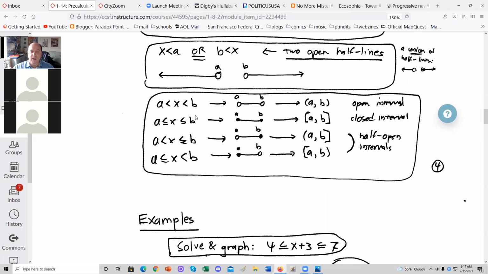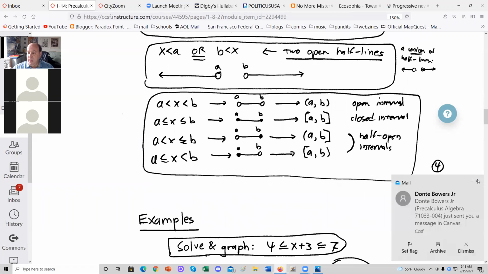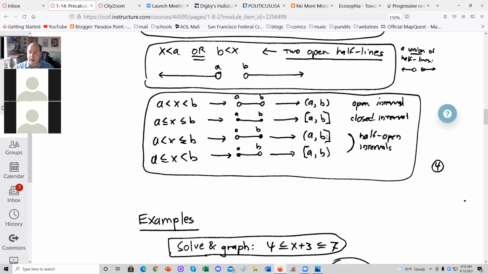Now, if you have an interval, a less than x less than b, it excludes both endpoints, and you have round bracket a to b round bracket. If you have less than or equal to at both ends, then it includes both ends, so it's square bracket a to b square bracket, called a closed interval. And you have these halfway examples. A less than x less than or equal to b excludes a, includes b. So that's round bracket a to b square bracket. A less than or equal to x less than b includes a, not b, so square bracket a to b round bracket. So these are half open intervals.